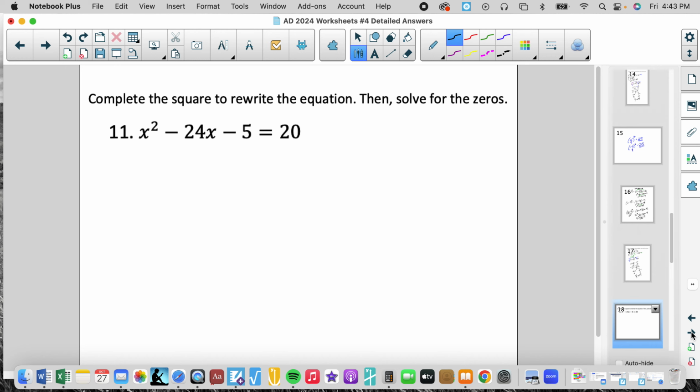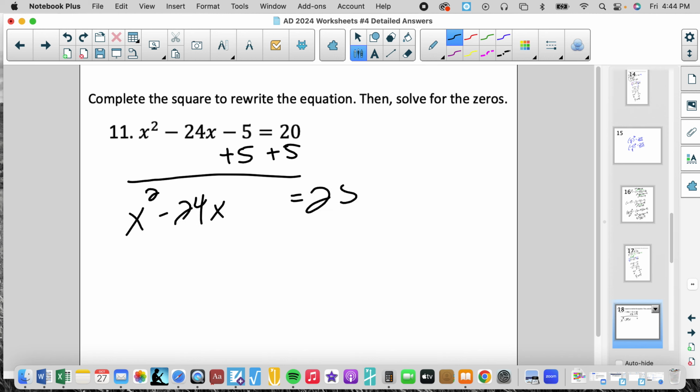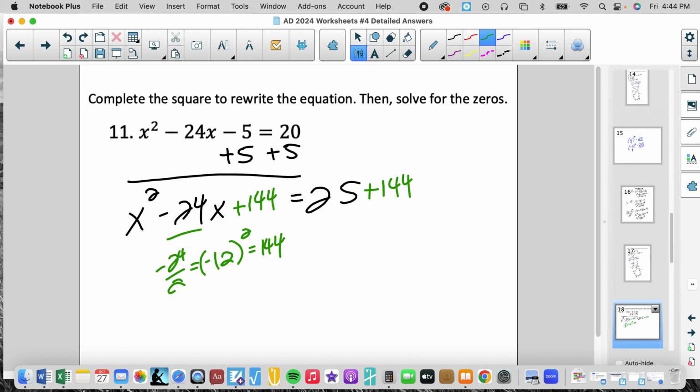All right, complete the square, rewrite the equation, then solve for the zeros. Let's move the constant. That gives us x squared minus 24x equals 25. Let's take half of -24, which is -12, and let's square it, which equals 144. So we're going to add 144 to both sides. This produces a binomial square, x minus 12 quantity squared. That value always goes down into here.